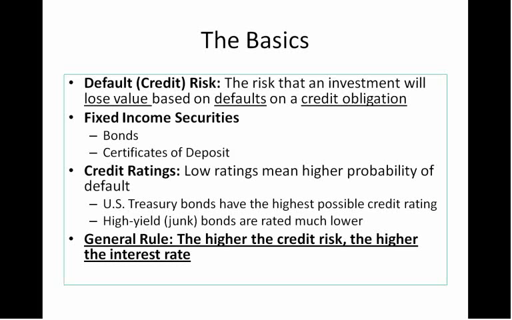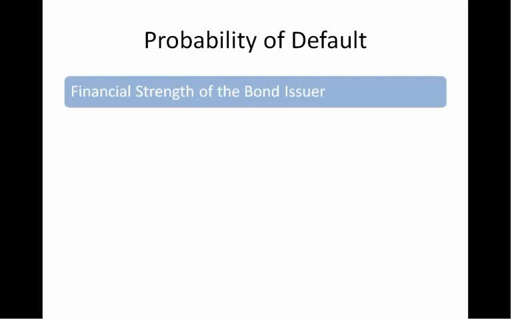So now that we understand a little bit about what default risk is all about, let's understand what are some of the things that increase the risk of default, or at least determine the risk of default. These are parts of the equation of probability of default. One of the most important factors is the financial strength of the bond issuer. And what I mean by this is, what is the ratio of assets to liabilities?